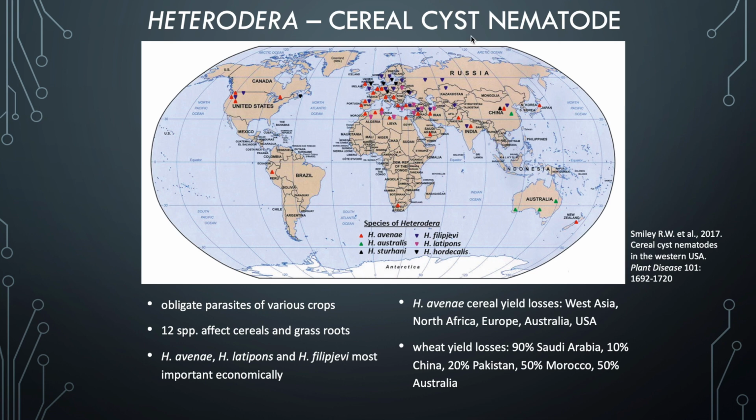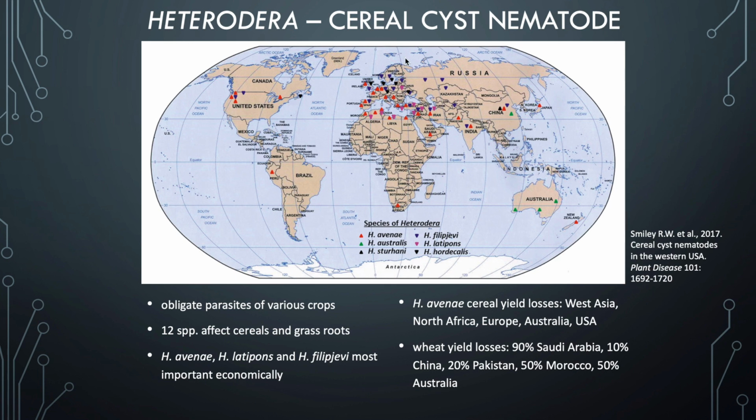So we will now specifically describe the cereal cyst nematode, as these are obligate parasites of various crops, and there are those 12 species that affect cereals and grass roots. The most important economically are the Heterodera avenae, latipons, and filipjevi. Heterodera avenae can cause cereal yield losses across Western Asia, North Africa, Europe, Australia, and the USA. And wheat-specific yield losses vary between 90% in Saudi Arabia to 10% in China.